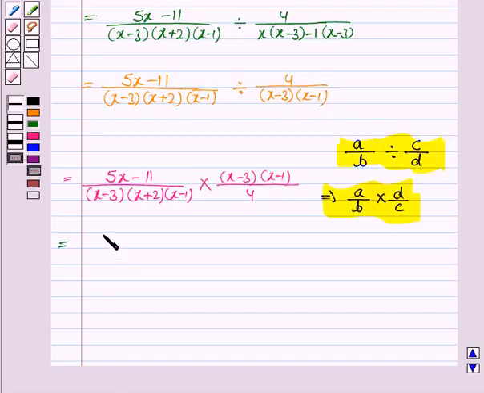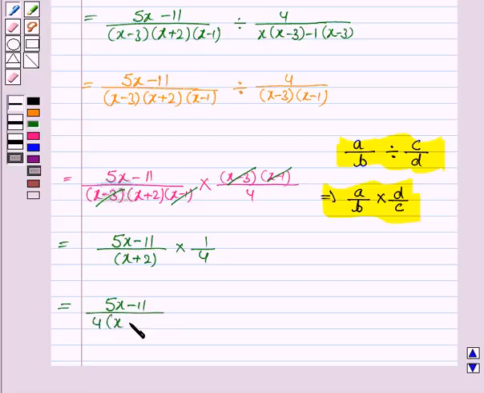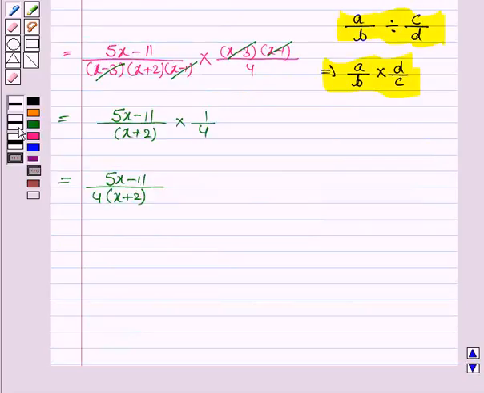Now here we see that x minus 3 gets cancelled with x minus 3, x minus 1 gets cancelled with x minus 1, and we are left with 5x minus 11 upon x plus 2 into 1 by 4. So this is equal to 5x minus 11 upon 4 into x plus 2, and this is the required answer.